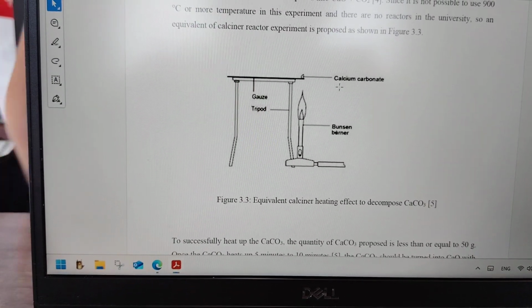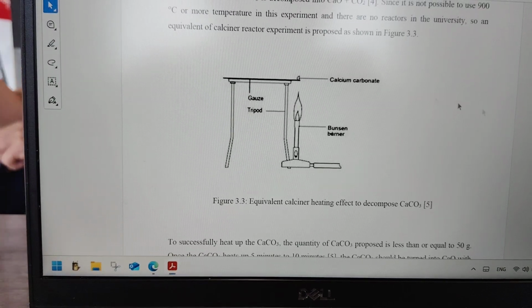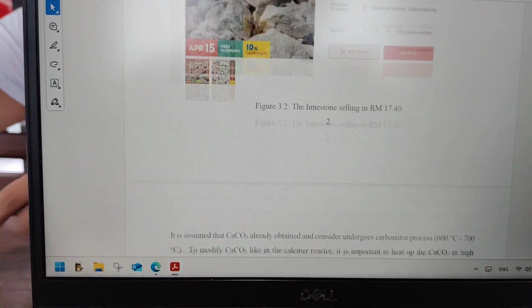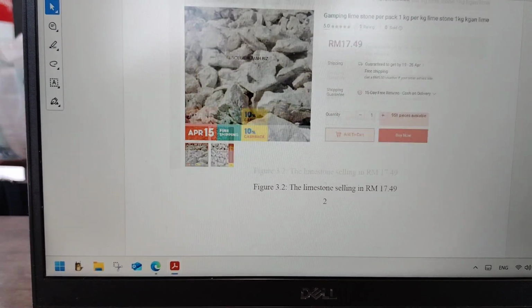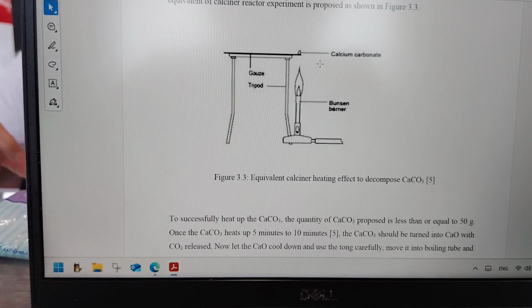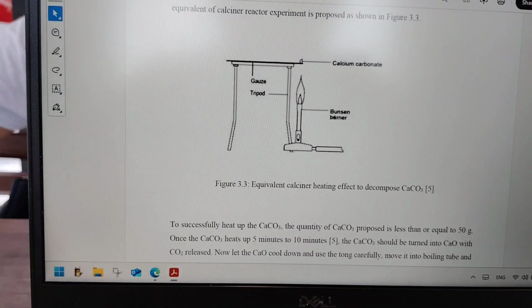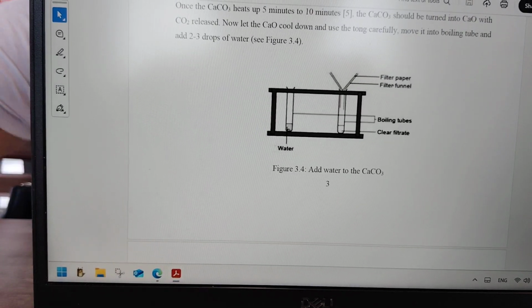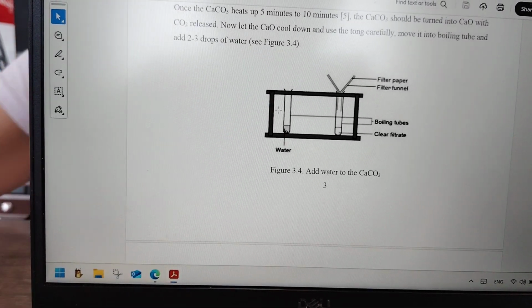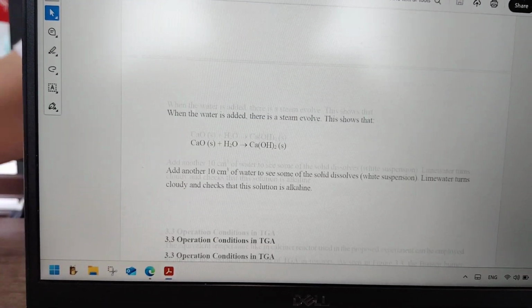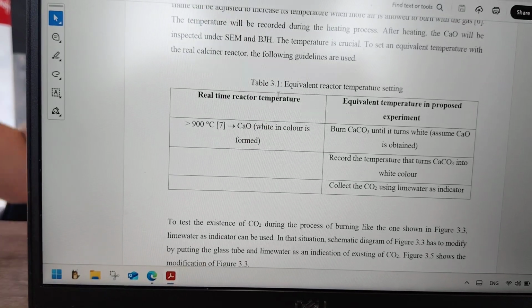I use a small amount of calcium carbonate, which I get from here. Take a small amount and burn it to decompose it into calcium oxide. This is the process to test the calcium oxide. You can read it in my report there. And the interesting part is here, this one.